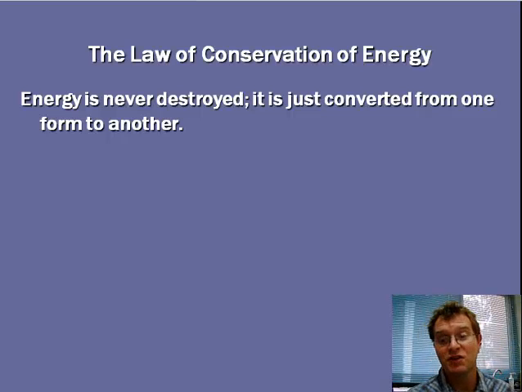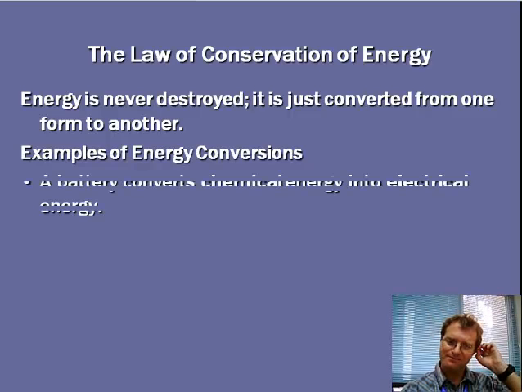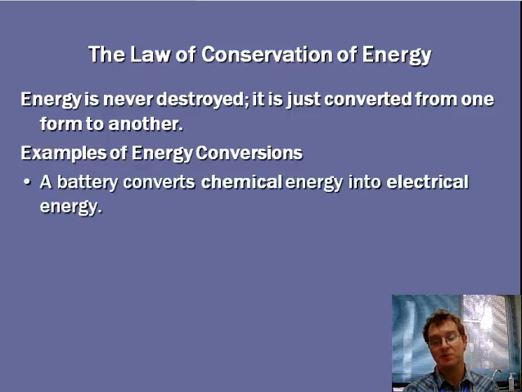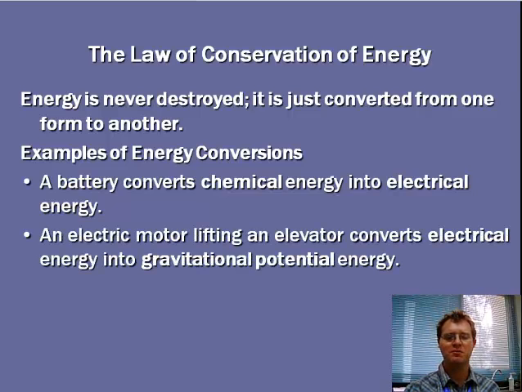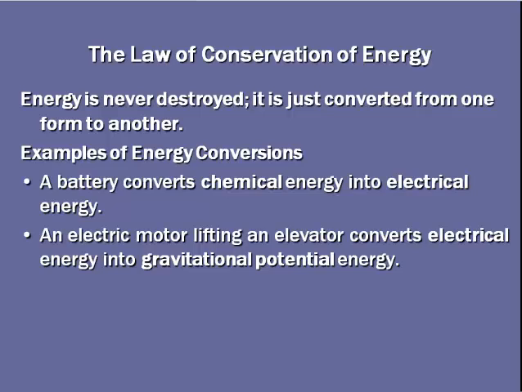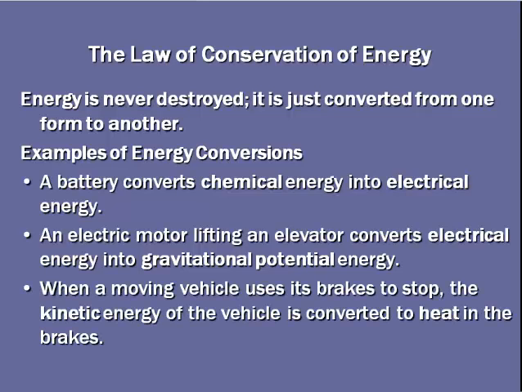The law of conservation of energy joins all these things together. We've got to remember that energy is never destroyed, it's just converted from one form to another. So let's think about some examples. A battery converts chemical energy into electrical energy. An electric motor lifting an elevator converts electrical energy into gravitational potential energy. And when a moving vehicle uses its brakes to stop, the kinetic energy of the vehicle is converted into heat in the brakes. There's obviously often lots of other types of energy conversions taking place here. These are perfect scenarios, and the world is by no means perfect, but what we're saying here is that the energy is always converted into some other form.